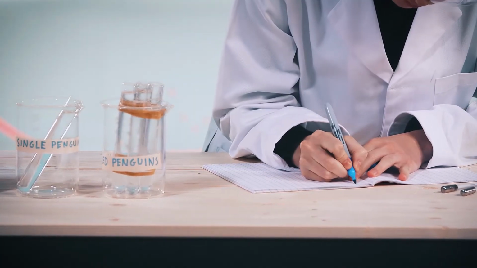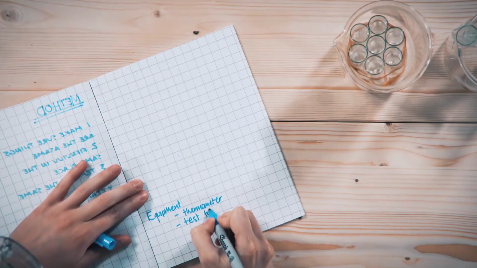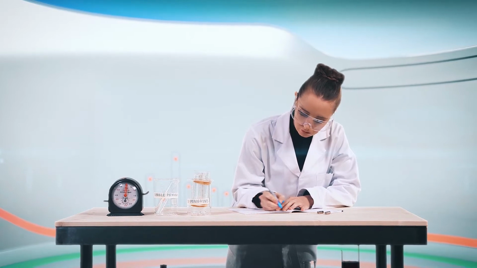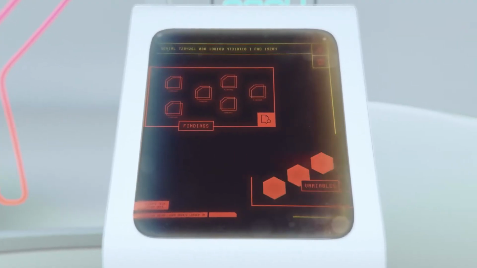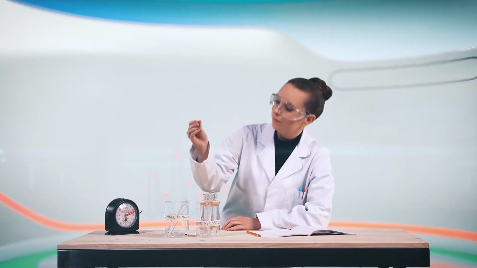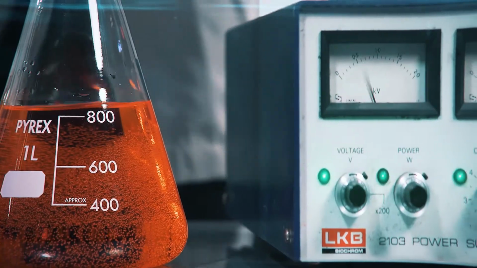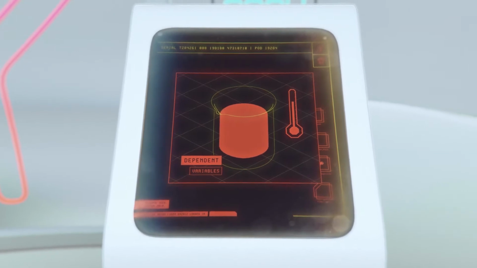We've researched our evidence, strategized our method, drawn up an equipment list, made some predictions, and plotted our findings on a graph. Now we need to interpret these findings in relation to the variables. What are the variables in this experiment? Let's remind ourselves. The independent variable is whether a tube is on its own or in a huddle. The dependent variable is the decrease in temperature over time.